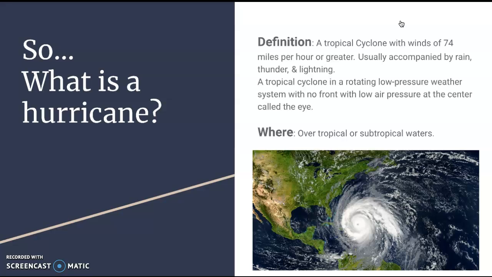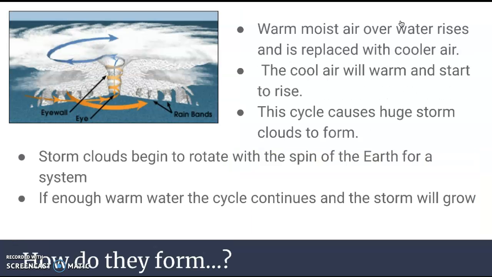So, where do they happen? They happen over tropical or subtropical waters, so they really need that warm water to form. How do they form? Warm, moist air over the water rises and is replaced with cooler air. The cool air will warm and start to rise, and this cycle causes huge storm clouds to form. The storm clouds begin to rotate with the spin of the earth and form a system. And then if there's enough warm water, the cycle continues and the storm will grow.